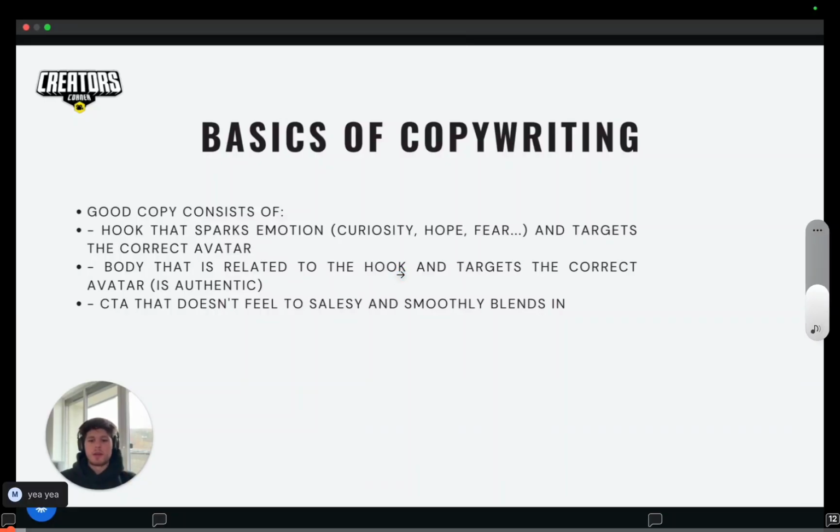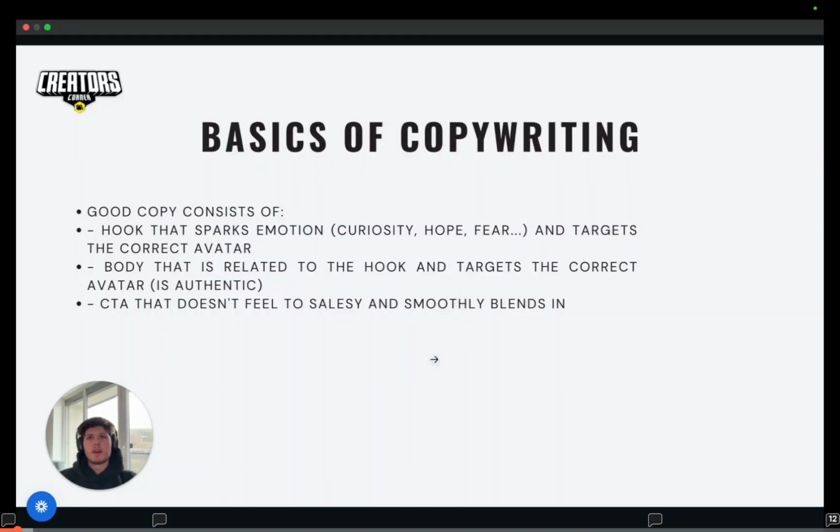That is the main storyline that's going to be happening in your script, or, for example, it's going to be your body images in your slideshows, such as some health tips or maybe some rating of products or something like that. And then for CTA, obviously we all know what CTA is: call to action. That's where you're going to be selling the product, and you need it so it doesn't feel salesy and it smoothly blends in with the hook and with the body.